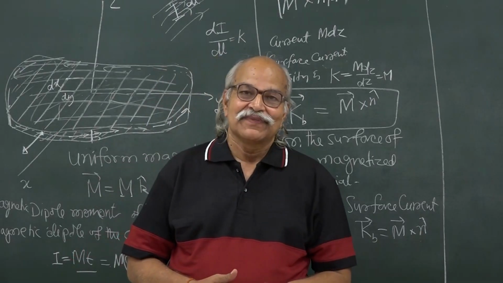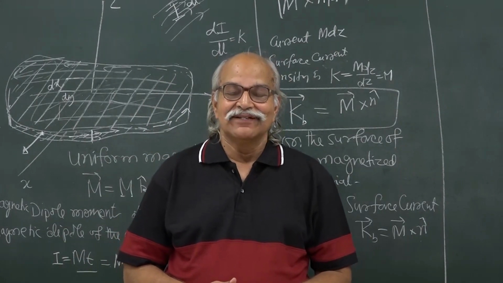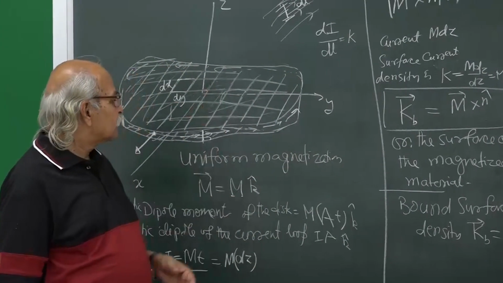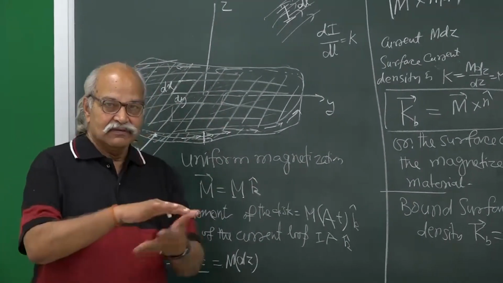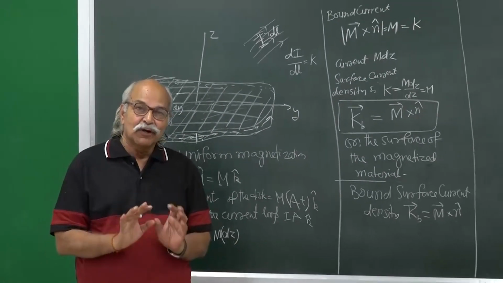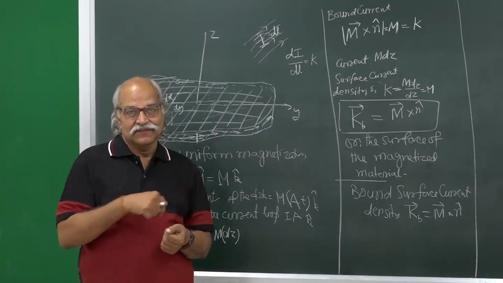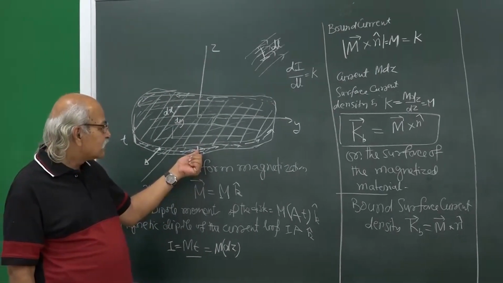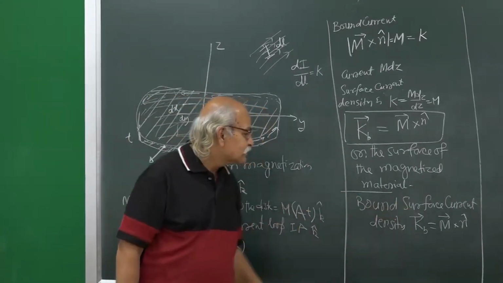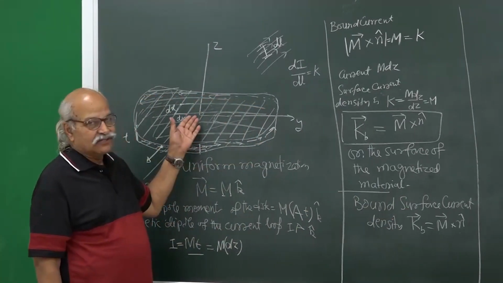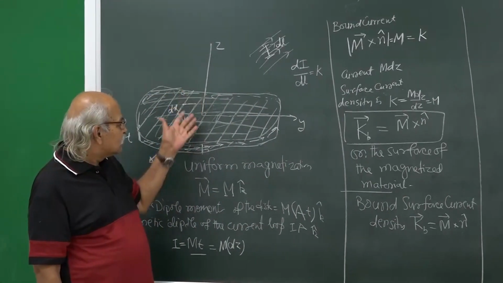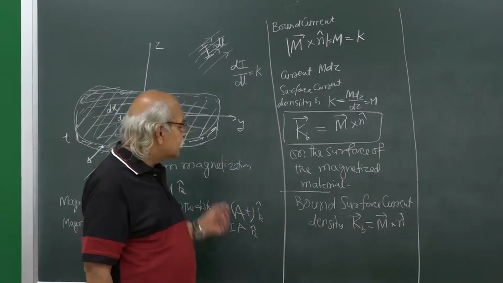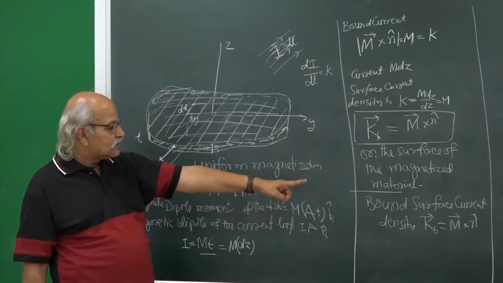So, last time we discussed uniformly magnetized material, and we took the example of a disk. From that we showed that if you have a disk that is uniformly magnetized, then on the periphery of that disk you have a current, known as the bound surface current, and it is related to the magnetization. If the magnetization is M, then the surface current density has the same magnitude, M, and the direction is given by M cross n cap.